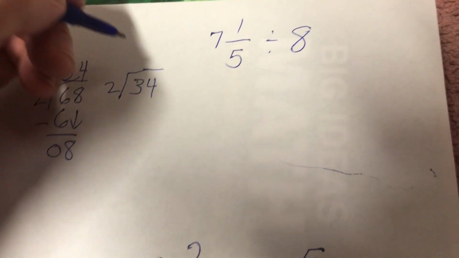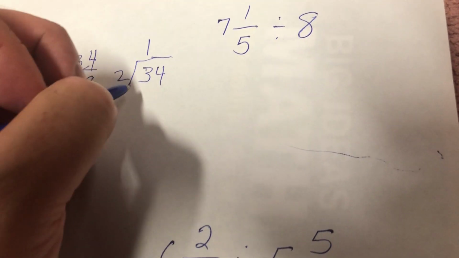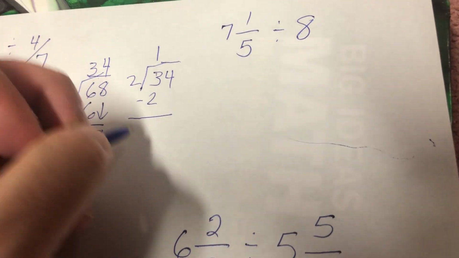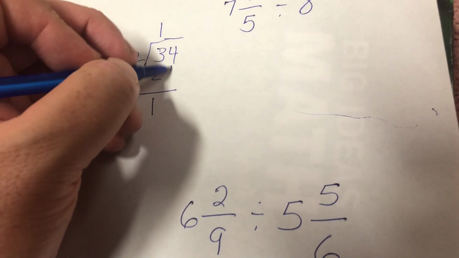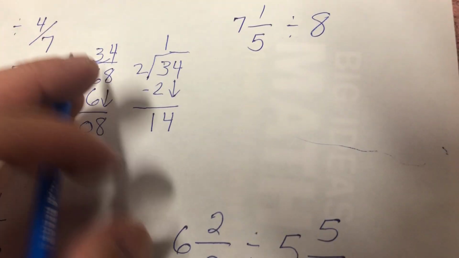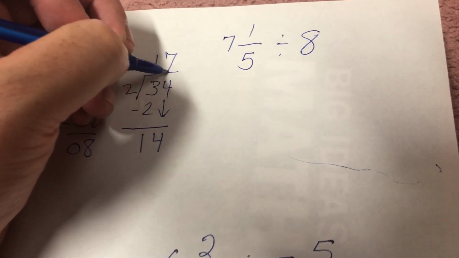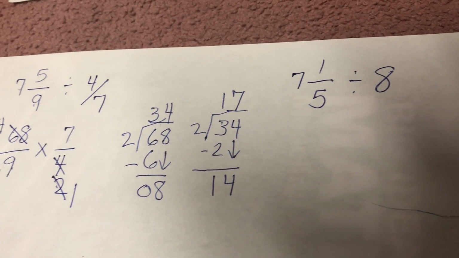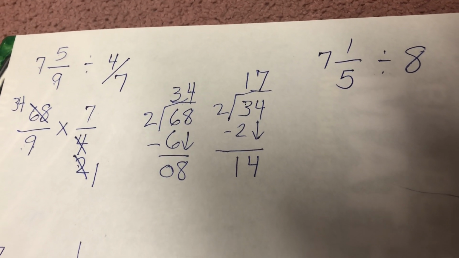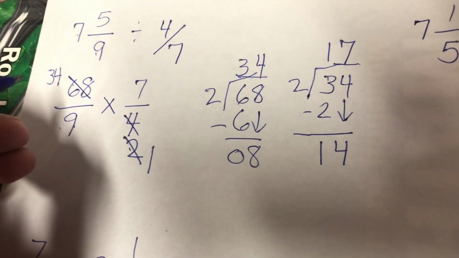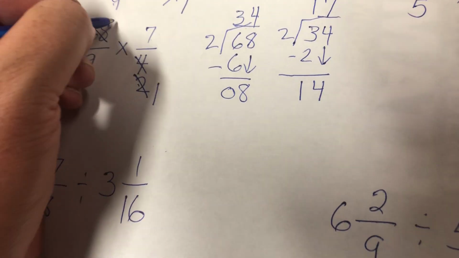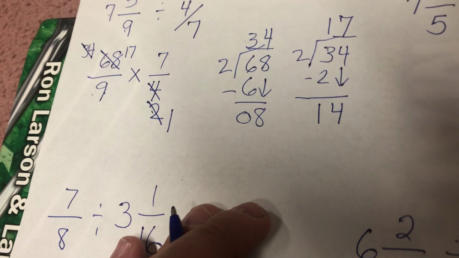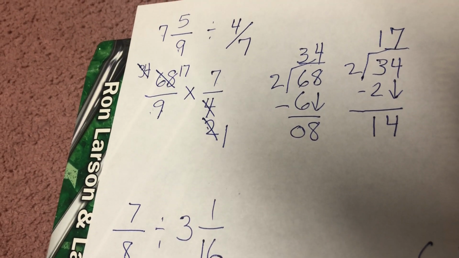2 can go into 3 one time. 1 times 2 is 2. 3 minus 2 is 1. I'm going to bring the 4 down. I can see that 2 can go into 14 7 times, there's none left over. I can be confident because I know that 7 times 2 is 14. And sure enough, 34 divided by 2 is 17. So I end up with that.